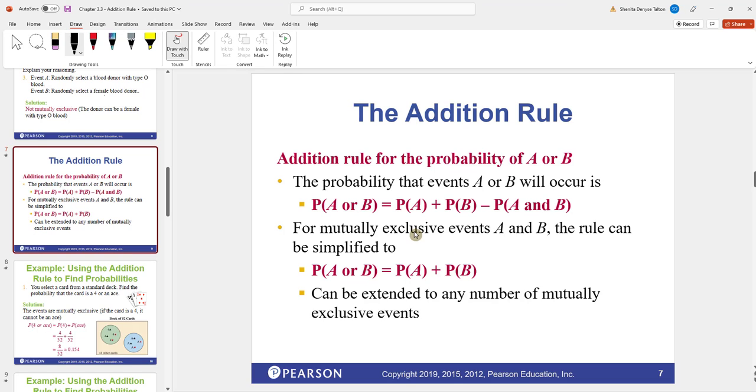The addition rule for the probability of A or B is equal to the probability of A plus the probability of B minus the probability of A and B. So you have to subtract off the intersection if they're not mutually exclusive. If they are mutually exclusive, the rule can be simplified to the probability of A plus the probability of B.